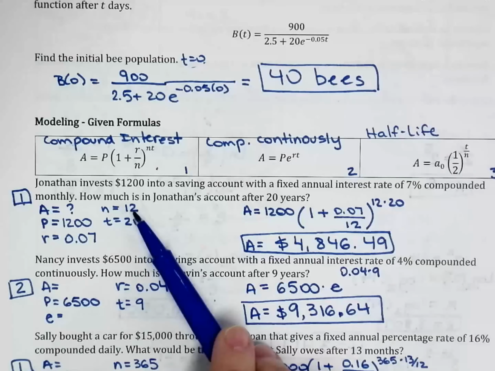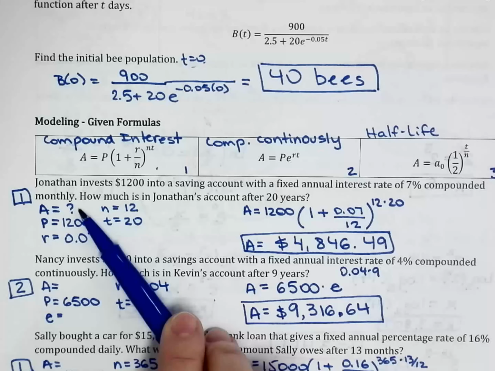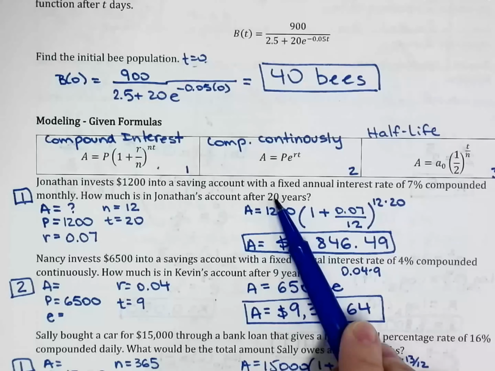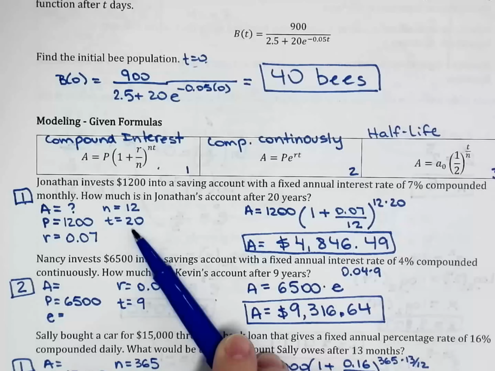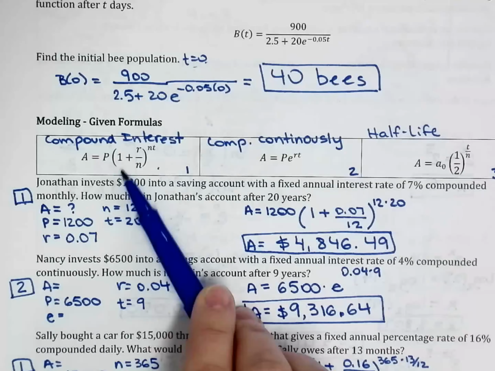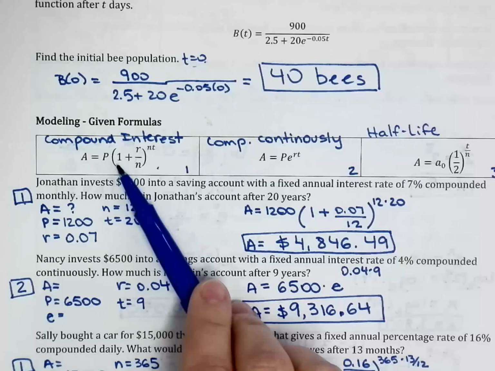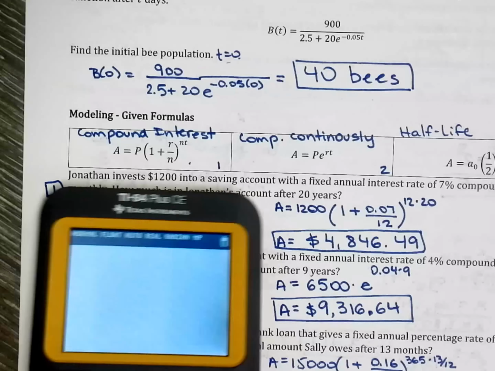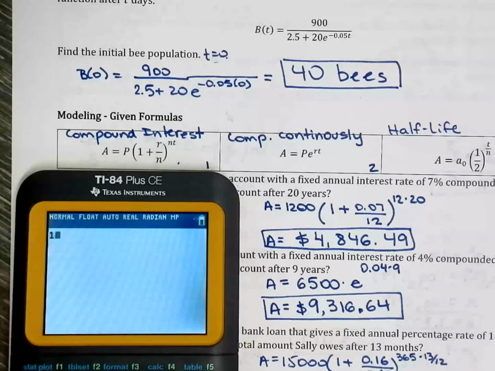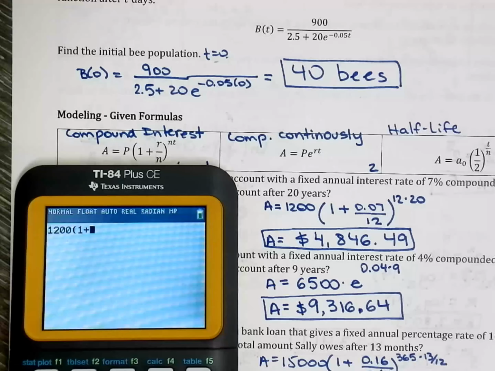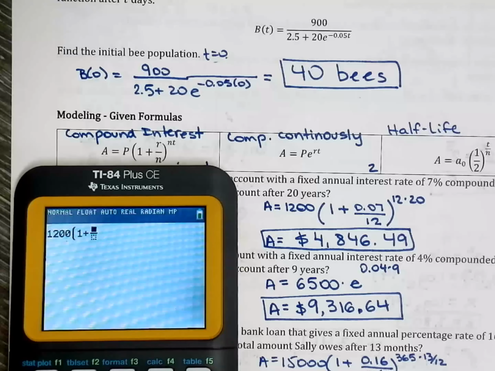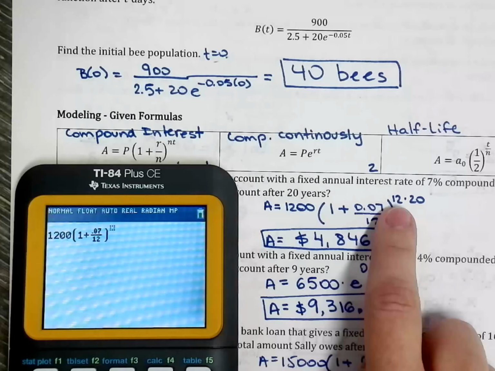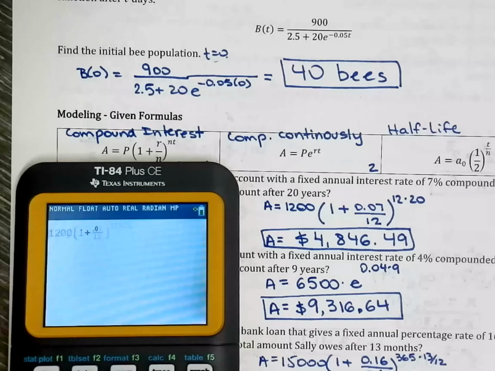So how much is in Jonathan's account? So what is the final amount? What is the final value? What is the balance after 20 years? So t is in years, so that one is fine. So just 20. Go ahead and replace each one of those values into your formula right there. And here is what your calculator is going to look like when you plug that in. So 1,200, 1 plus 0.07 over 12, and then everything raised to the power of 12 times 20.